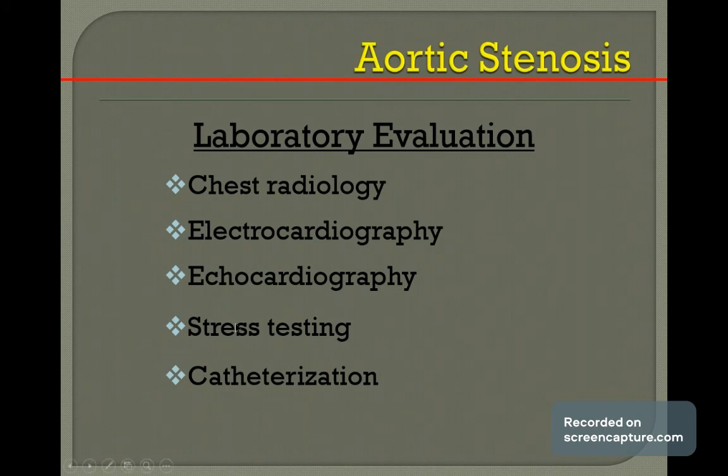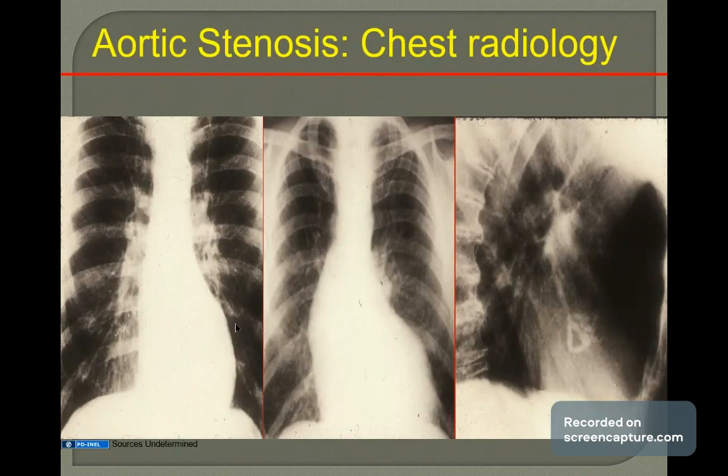Remember, previously I said there is a functional TR also, which is known as Carvallo's sign. And there is a functional PR also, which is called the Graham Steell murmur. And these murmurs are functional murmurs. In aortic stenosis here, heart size is not much of a problem. The only thing they want to show in this area is that there may possibly be calcification.